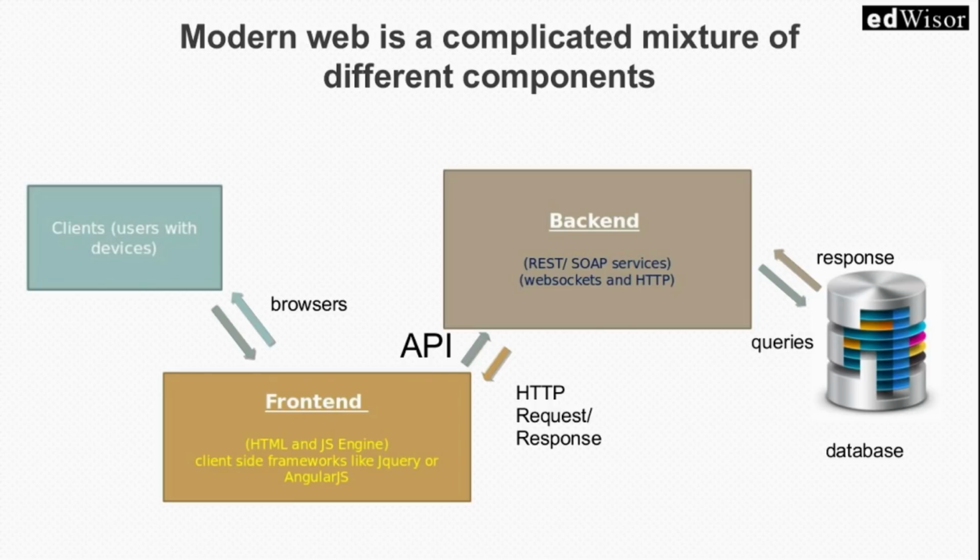But what is really happening behind the scenes is we have front ends making requests to something called the backend, where these things are there: REST, SOAP services, WebSockets, and HTTP. They make this request through HTTP request and response using a thing called an API. These backends in turn have to make a request to the database to get the information.